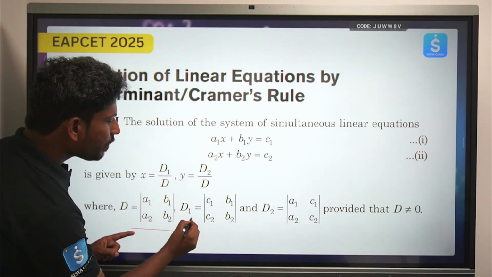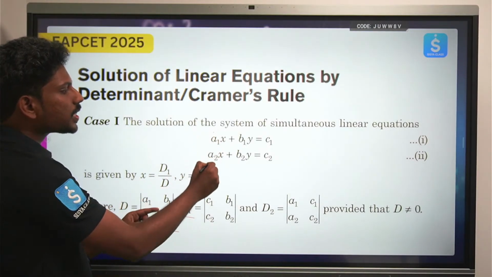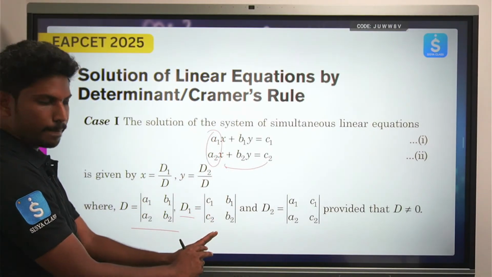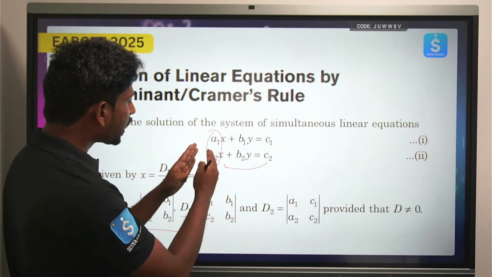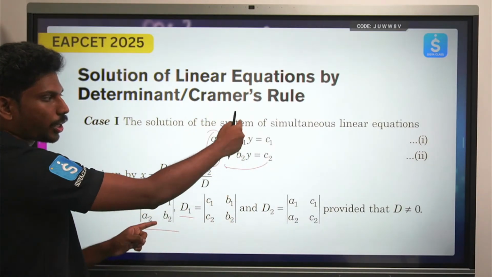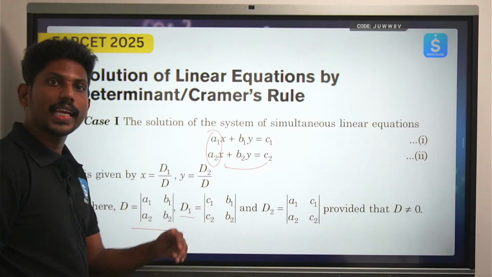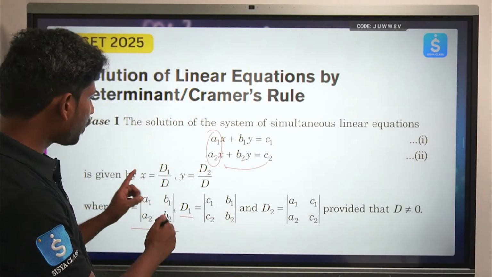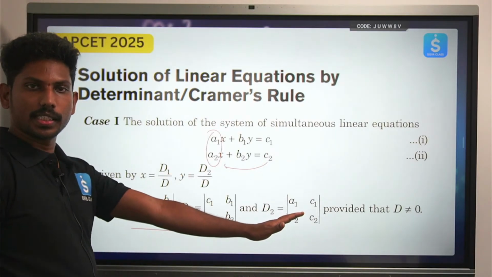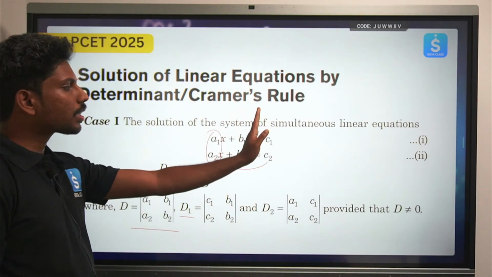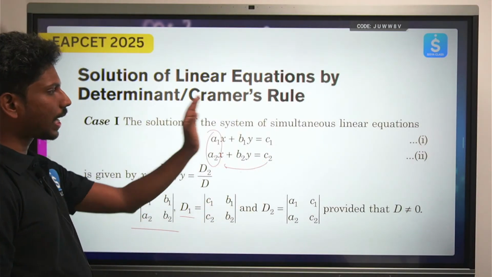Okay, D1 means the first coefficient of x is replaced by C1 and C2. And D2, you will be keeping the A1 and A2 common for this. Again you will be changing this B1 and B2, the coefficients of y, with the C1 and C2. The same goes when you are taking the 3 by 3 equations also. Okay, D1, D2, D3, it just progresses in this way. The replacement will be any one of the columns with the constants. That is how Cramer's rule works.